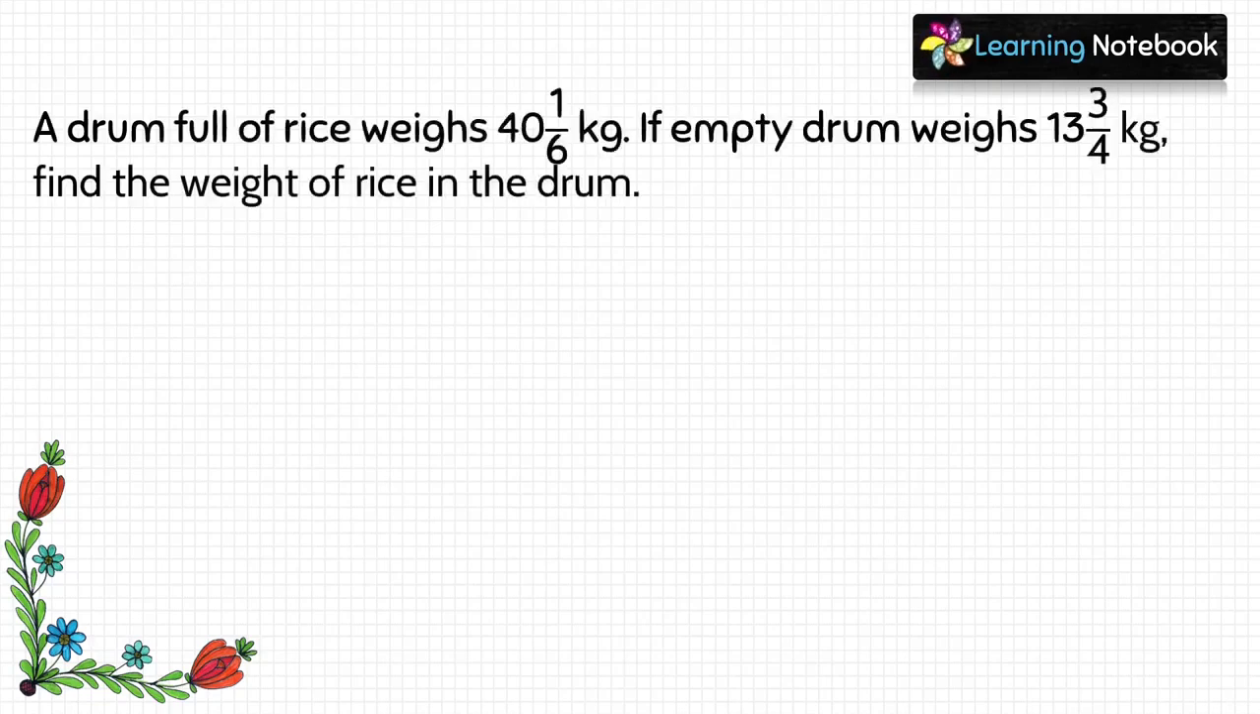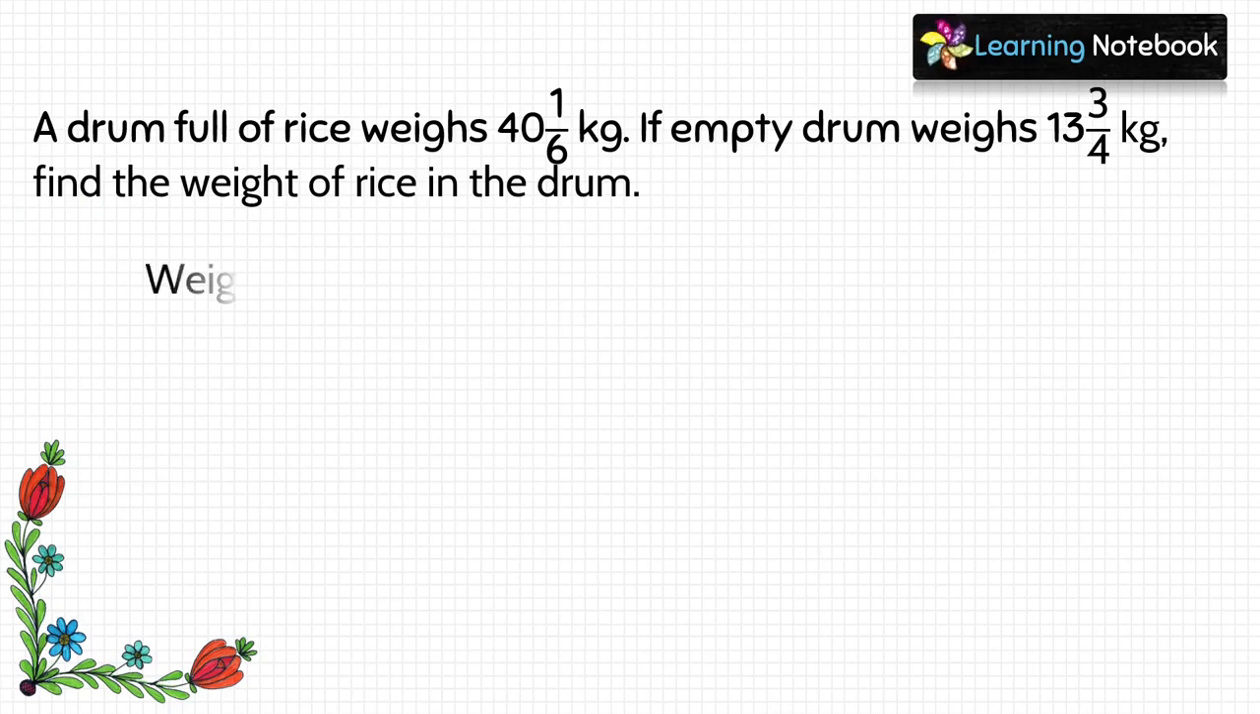Let's see the next word problem. A drum full of rice weighs 41/6 kilogram. If the empty drum weighs 13 3/4 kilogram, then find the weight of rice in the drum. So here we are given the weight of a drum full of rice as well as the weight of an empty drum. So to find the weight of rice, we will subtract these two fractions.